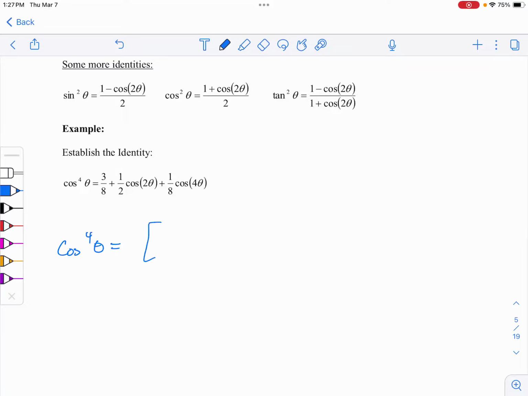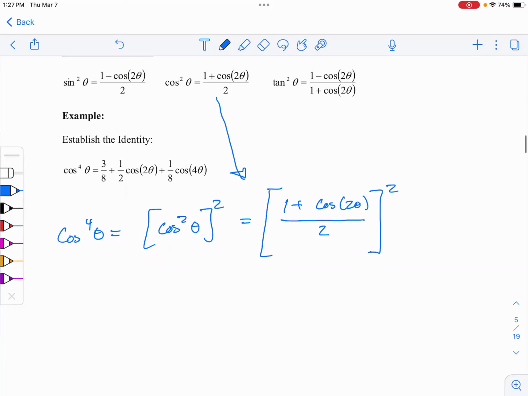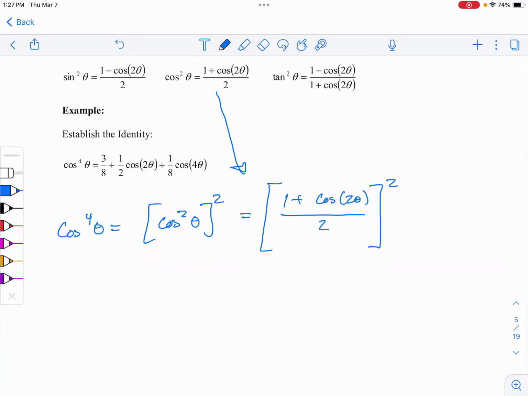So cosine to the fourth is actually cosine squared, squared, right? And we have our formula right there for what cosine squared is, which is again just the double angle rewritten. And so I can actually expand this and hope that this ends up looking like the other side of the identity, because it's actually easier to work with this side.